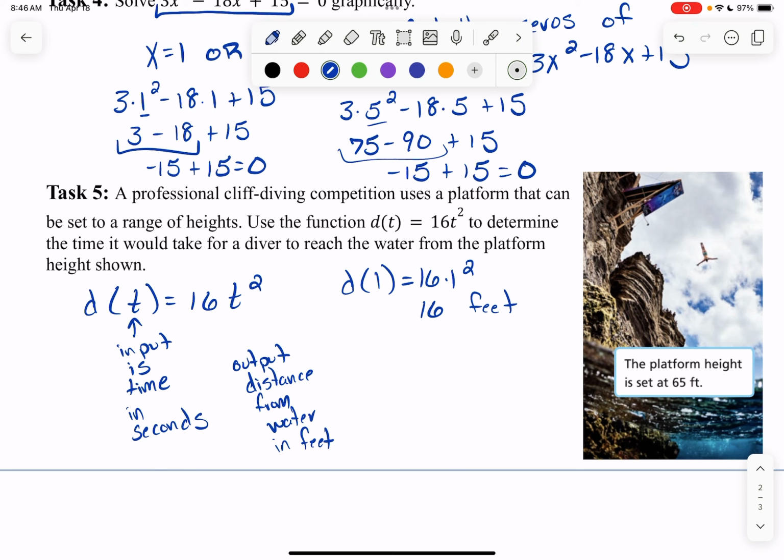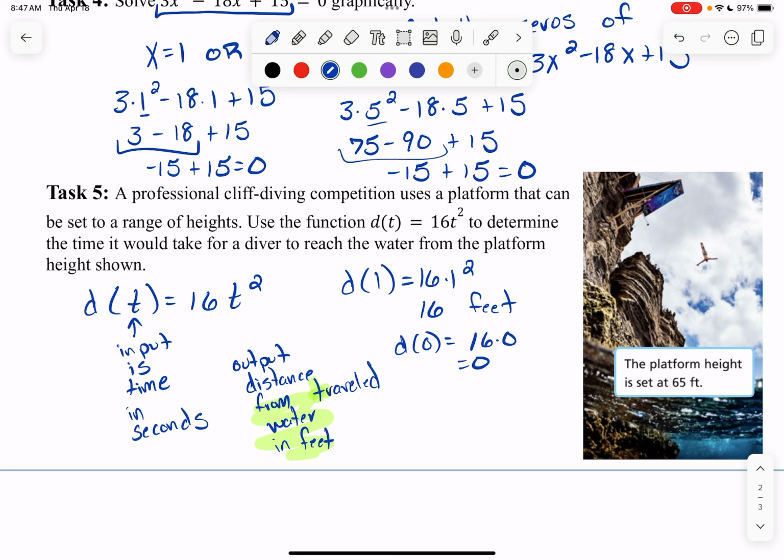Well, the distance I have traveled, right? The distance I have traveled. But I'm starting out, so I guess not distance from the water, but distance traveled. Output distance, let's get rid of this. Distance traveled. Meaning after 1 second, I'd have gone 16 feet. After 0 seconds, I haven't gone anywhere. It's going to give me 0. I've traveled 0 feet. Okay, we're starting.